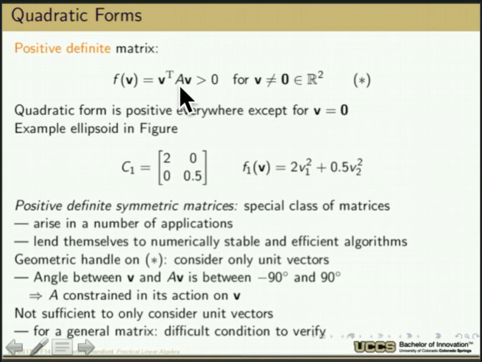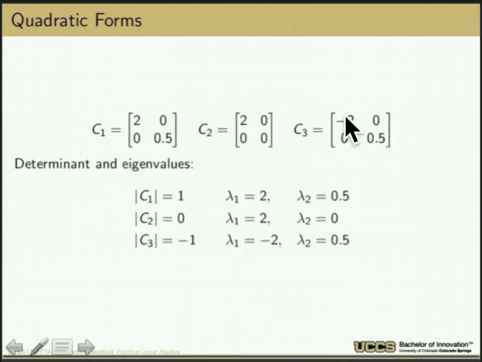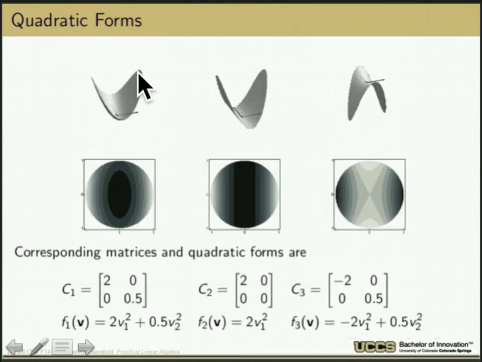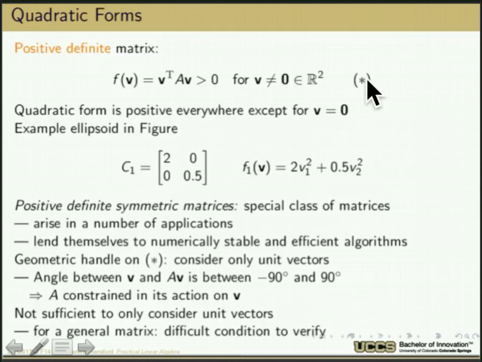So if we look at our positive definite matrix that came out of this, we have V transpose A V greater than 0. And we call this form positive definite because the quadratic form is positive everywhere except for V equals 0. Okay, so if we go back to this, this function is positive everywhere except at the origin. And that's true for these. This one's negative everywhere, but that's negative definite. So if we go back to this example, 2, 0, 0.5, that quadratic leads to something for which this is true.